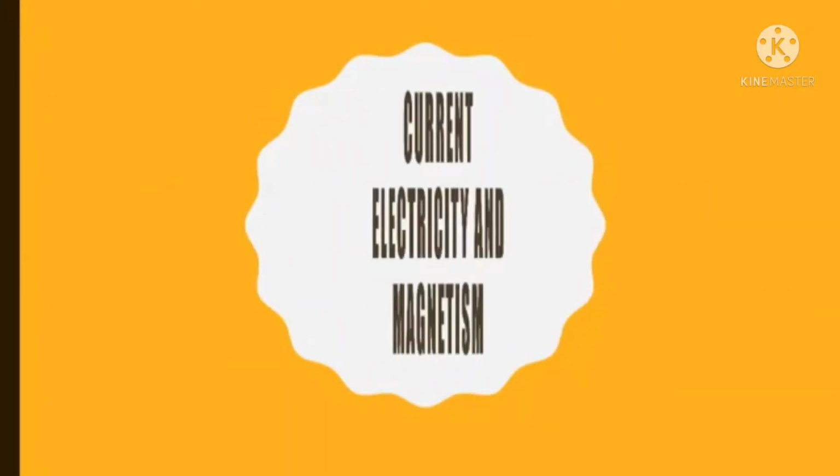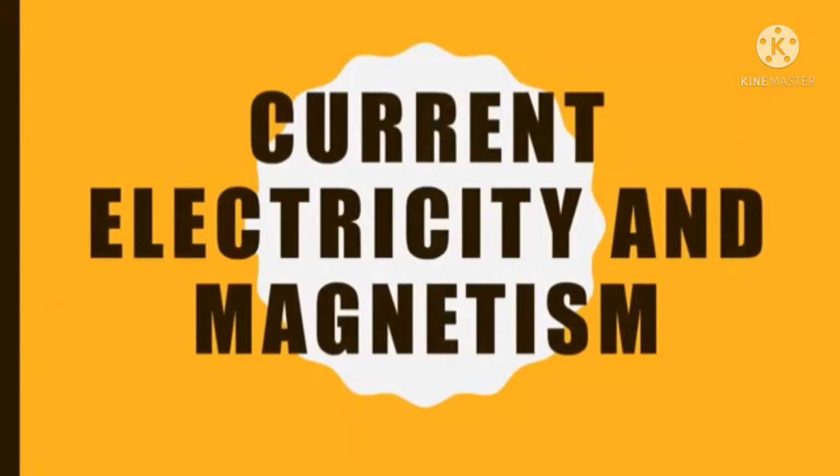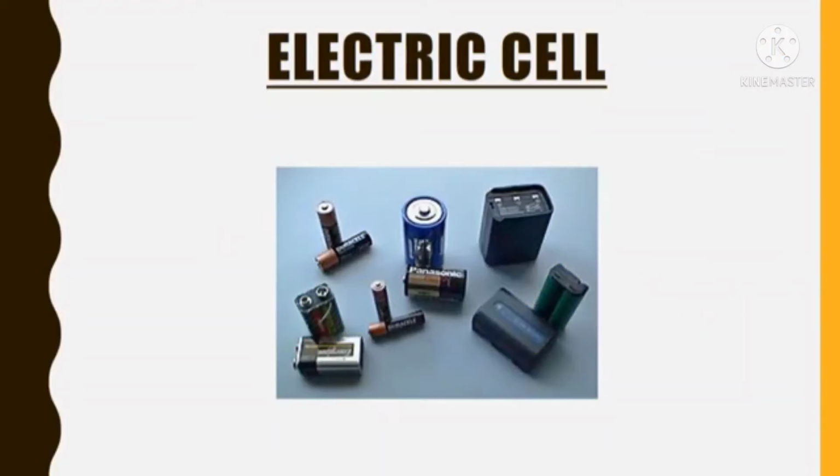Good afternoon, dear students. Today we shall begin with the new part of Chapter 4, Current Electricity and Magnetism, Part 2. In this part we are going to learn about the electric cell. You can see different pictures which are showing electric cells, and these cells are used in various electric appliances. These are the day-to-day life examples of electric cells.